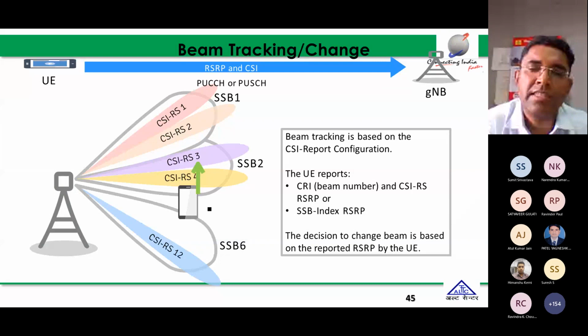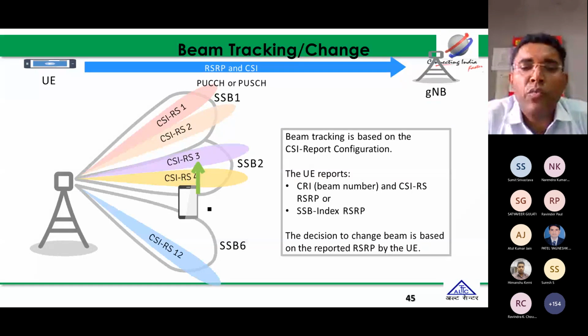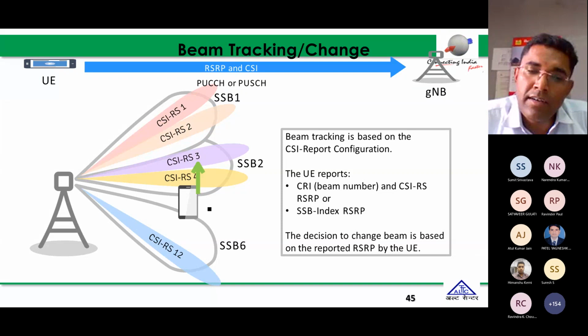Actually, CSI-RS is only used when the UE is connected. The CSI-RS is the UE-specific reference signal. But our PSS, secondary synchronization signal and broadcast channel, these are which types of signal? That is not UE specific, that is cell specific.